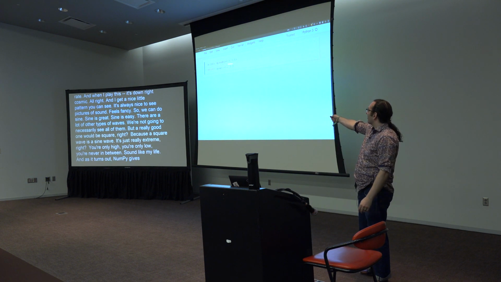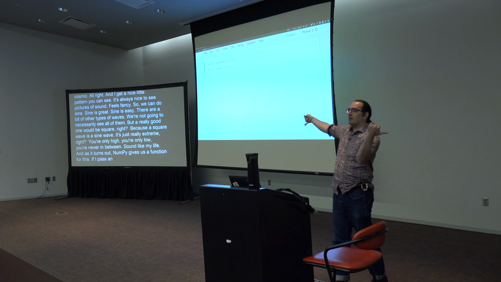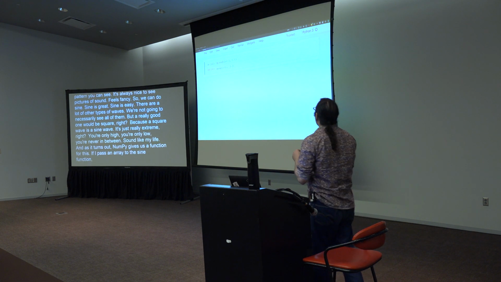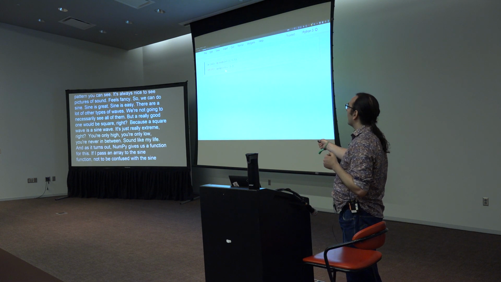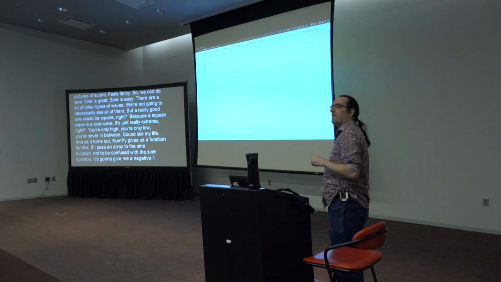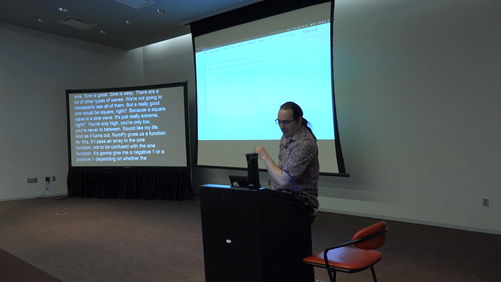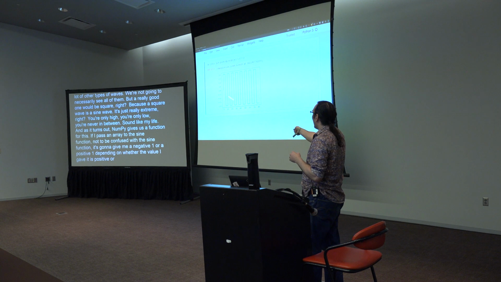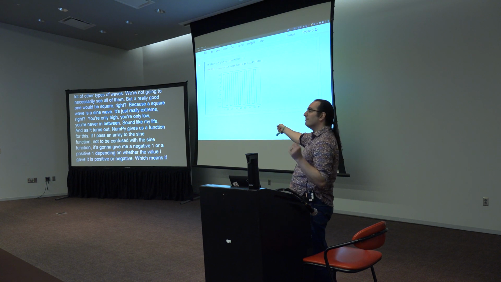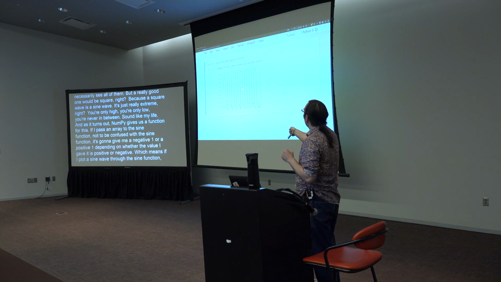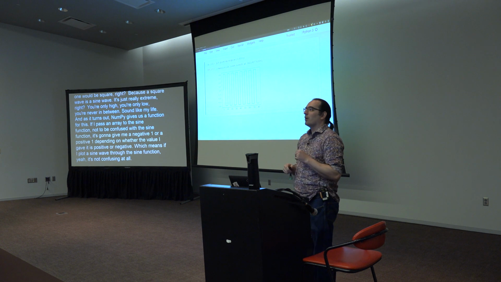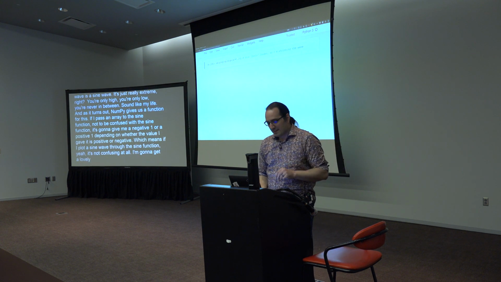If I pass an array to the sign function, not to be confused with the sine function, it's going to give me a -1 or a +1, depending on whether the value I gave it is positive or negative. Which means if I plot a sine wave through the sign function, yeah, it's not confusing at all, I'm going to get a lovely little square wave. Square waves are cool. They sound a little different.